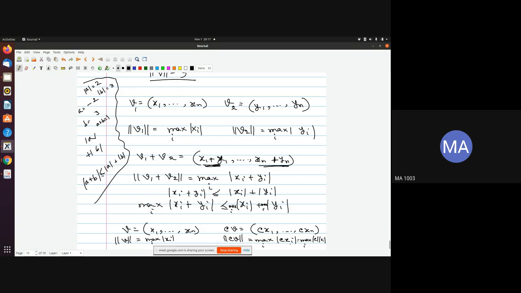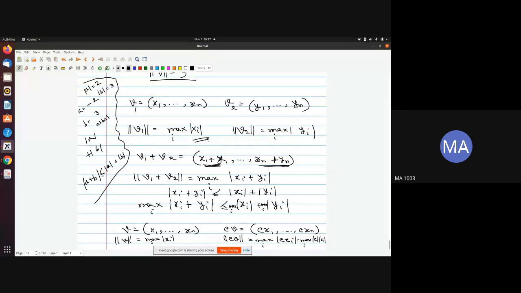Correct? That's why the mod is important here, in the definition. If we don't take the mod, it will not work. Similarly, the last one. It is the maximum of all the mods, right? So mod can never be negative. So it is always greater than or equal to 0, and whatever the maximum is, it must be greater than or equal to 0.